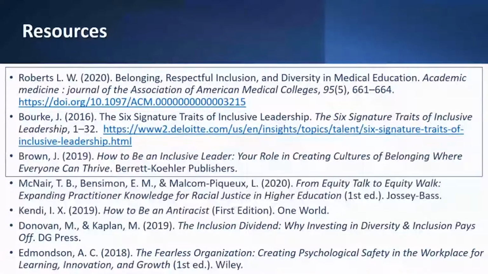The other piece of Jennifer Brown's work is that when you purchase her book, and I think actually you can just go to her site and do this, she has an assessment link that can help you assess how inclusive your leadership style is.